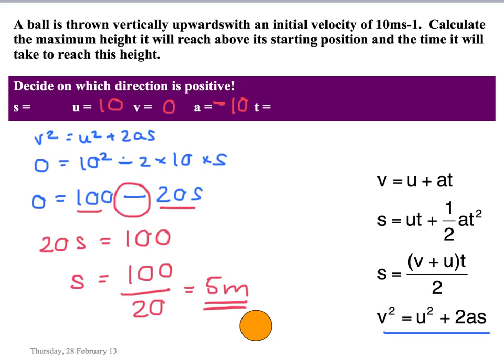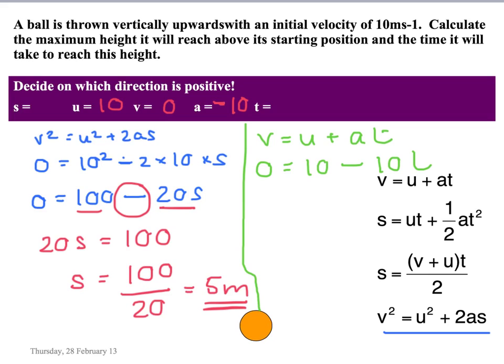So all that's left for me to do now is to work out how long it takes for the ball to reach the height that it reaches. Again, I can use any of the equations that have got t in it. I'm going to use the top one because again it looks the most simple. So v equals u plus at. Again, I put the numbers in. V is equal to 0, u is equal to 10, a is equal to minus 10, and then t is the one that we're trying to find out.